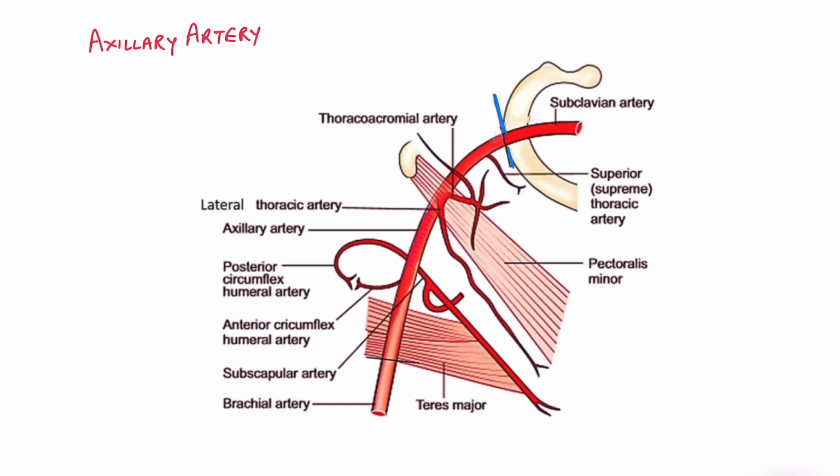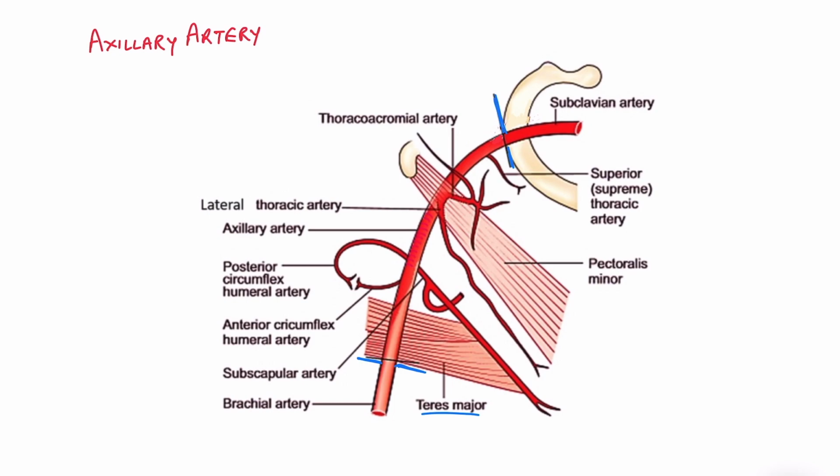Now, after traversing the entire portion of the axilla, it descends down and enters into the arm by crossing the lower border of teres major. Here you're seeing this line that indicates the lower border of this muscle teres major. So that's the point of termination of axillary artery, where it continues as brachial artery in the arm. So it's not a branch of subclavian, rather it's a continuation of subclavian artery. Similarly, brachial artery is not a branch of axillary artery but a continuation of axillary artery.